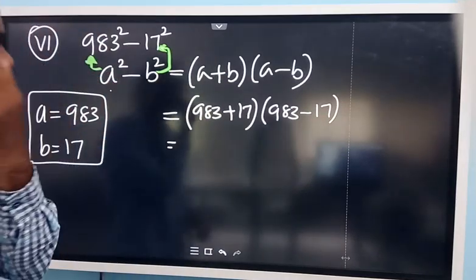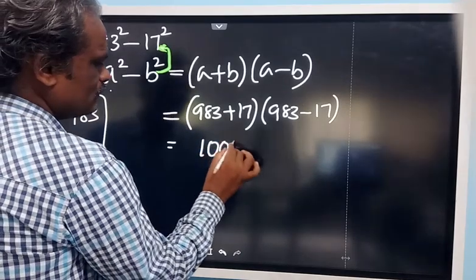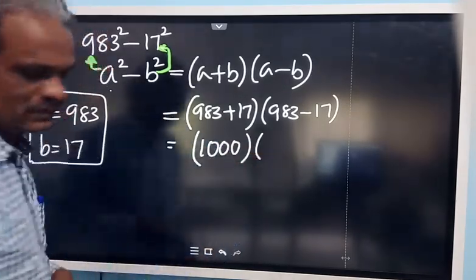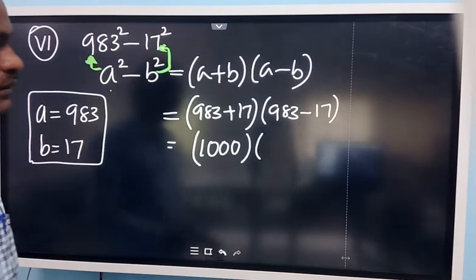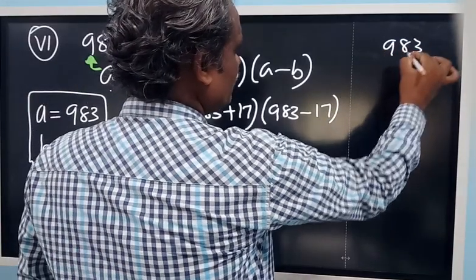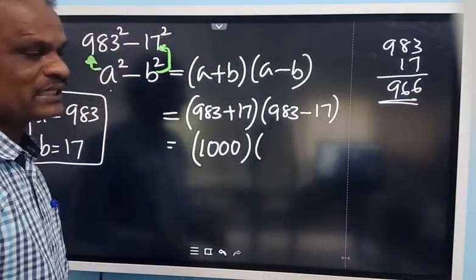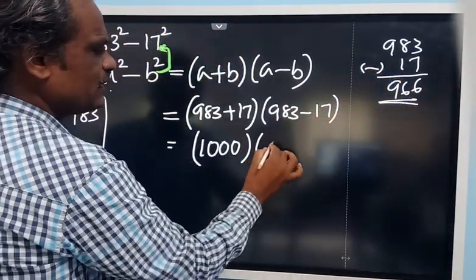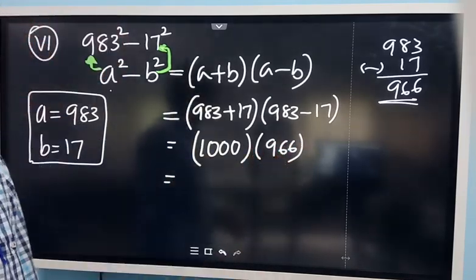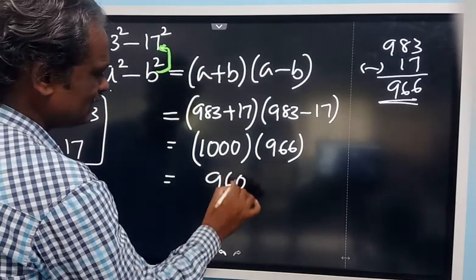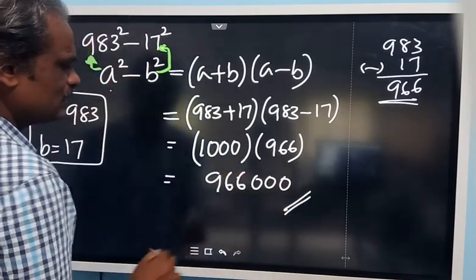And look at this, 983 and 17 gives you a very simple number, 1000, into this one, 983 minus 17. If you subtract 17 from 983 you will get 966. So you know very simple multiplication, 1000 into 966, that is 966 followed by 3 zeros. Very simple multiplication. So this is the solution.